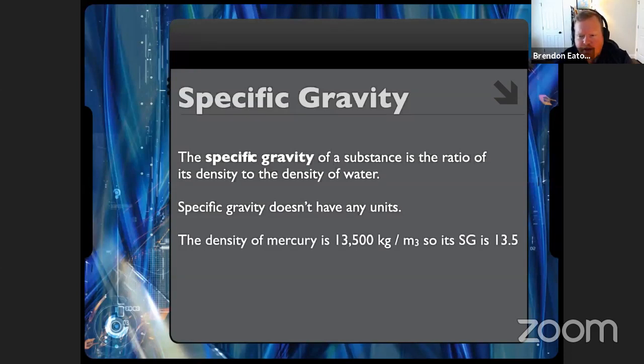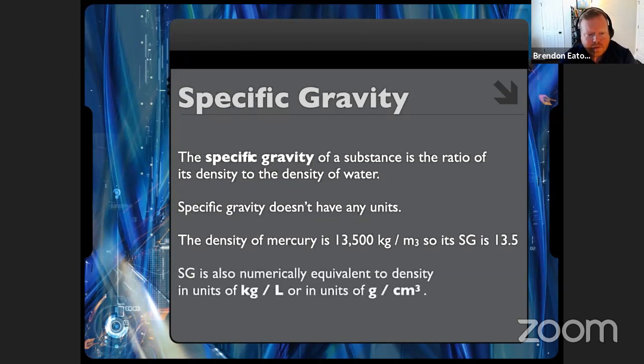So here's an example. The density of mercury is 13,500 kilograms per meter cubed. So its specific gravity is 13.5. How did I get from 13,500 to 13.5? Well, I think you might remember from earlier that the density of water is 1,000 kilograms per meter cubed. So 13,500 divided by 1,000 gives me 13.5. Now, specific gravity is also numerically equivalent to density in units of kilograms per liter or in units of grams per cubic centimeter.